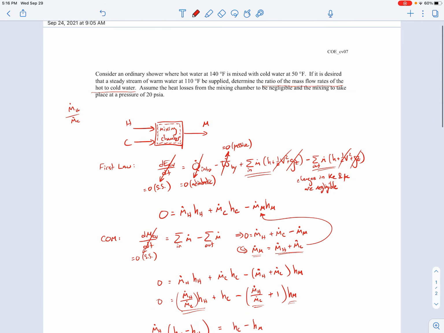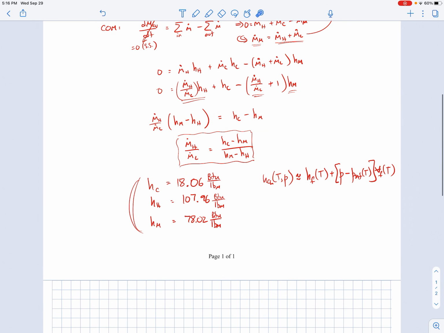We were given the temperatures in the problem statement, right? Up here, 140 degrees, 50 degrees, and 110 degrees. We were given the pressure of 20 psi. If I recall correctly, the pressure contribution term is very, very small. So the compressed liquid specific enthalpy is pretty close to the saturated liquid specific enthalpy. So I believe these numbers are really just coming down to this because these terms are very small. Anyway, if you plug those in, what we'll get is the mass flow rate ratio comes out to be equal to 2. Nice round number there.